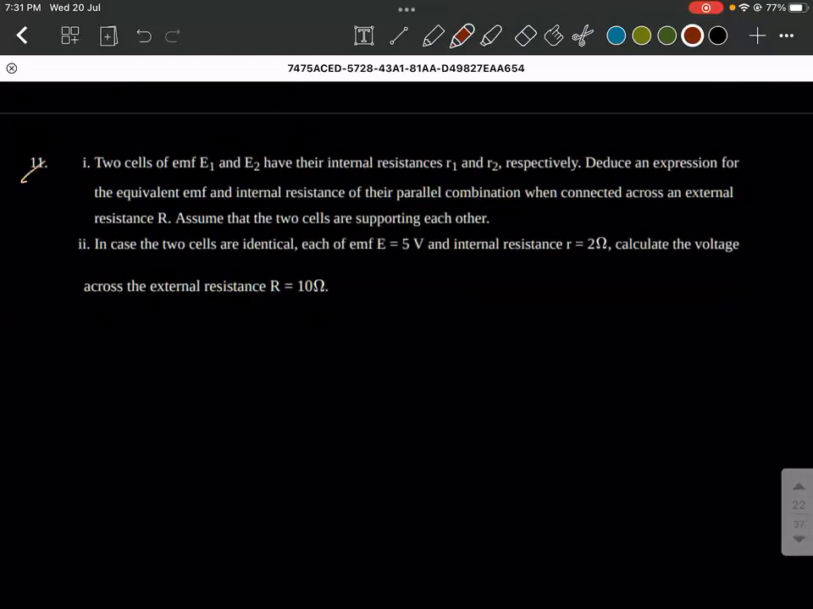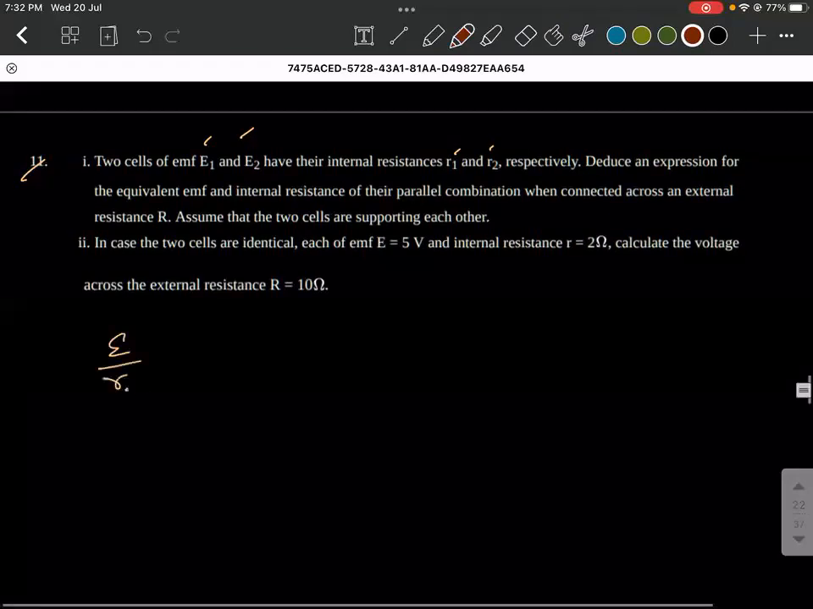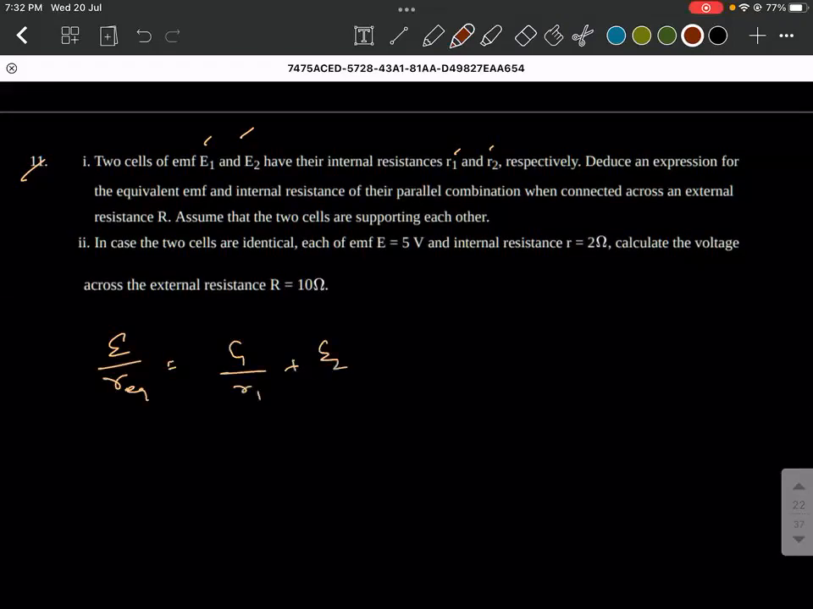11th one. Two cells of EMF E1 and E2 have their internal resistances R1 and R2 respectively. Deduce an expression for the equivalent EMF and internal resistance of the parallel combination when they are connected across an external resistance R. Assume that the two cells are supporting each other. Supporting in the sense the negative of the first is connected to the positive of the second. In parallel, you should get E by R equivalent is equal to E1 by R1 plus E2 by R2. Do you remember the derivation?